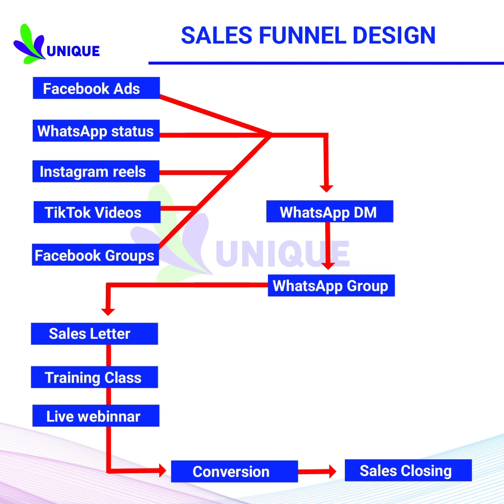As you could see, the arrow is pointing this way. So after generating traffic from Facebook, WhatsApp, all this traffic comes to your WhatsApp DM. Then once they come to your WhatsApp DM, ensure you move them to your WhatsApp group. Okay, so the arrow is now pointing to the WhatsApp group. Then after your WhatsApp group, you give them access to a sales letter. A sales letter refers to the PDF file that explains everything about affiliate marketing.